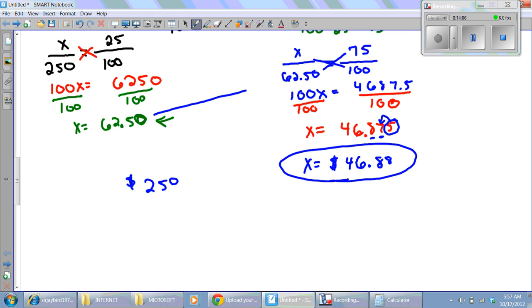Okay, this is a true story. I don't know if those numbers are exactly the same. I don't remember the original price, but they did give me 75% off and then another 25% off after that.